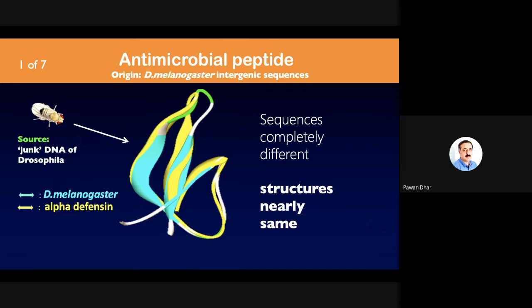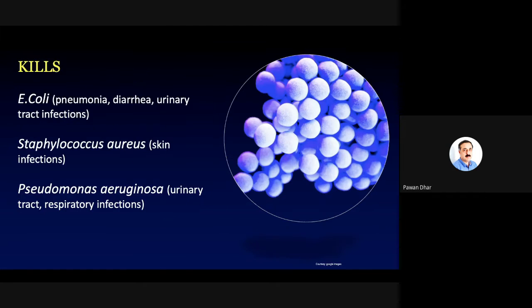So we found one sequence was very interesting, coming from a Drosophila intergenic sequence. The sequences are totally different between the alpha defensin and the Drosophila one. Alpha defensin is an antimicrobial peptide which is commercially sold. We found that the sequences are totally different, but the structures are nearly similar, as you can see on the screen. So we said, now this is very interesting. Let's do an experiment and see what happens. So we synthesized the peptide, tested it, and found that it was giving very strong growth inhibitory properties in several microbes.